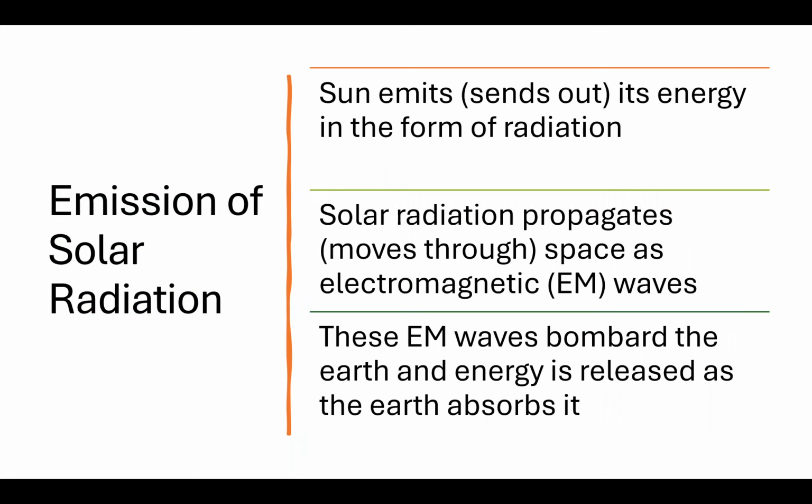So we'll start off with talking about the emission of solar radiation. Now, the sun emits or sends out its energy in the form of radiation. The solar radiation is going to propagate or move through space as these electromagnetic waves, or EM waves. The thing with electromagnetic waves is they have both electrical and magnetic properties. These EM waves are going to bombard the Earth, and energy is released as the Earth absorbs it from the sun.